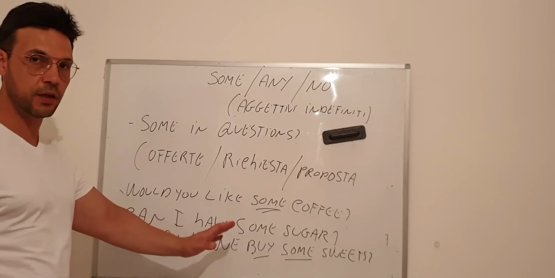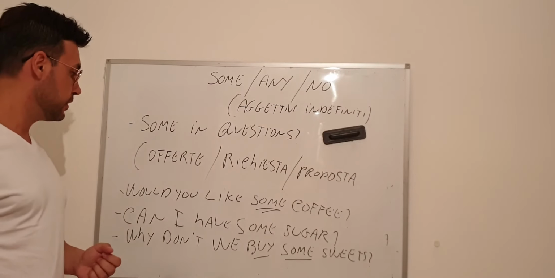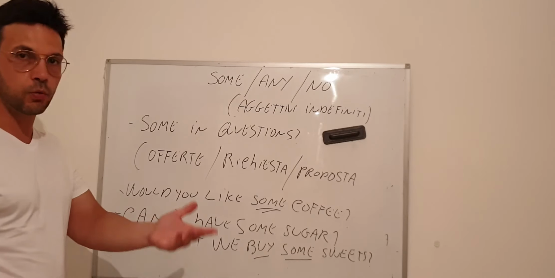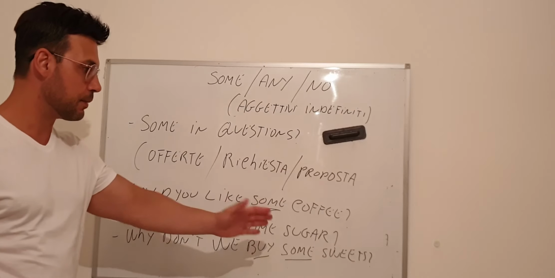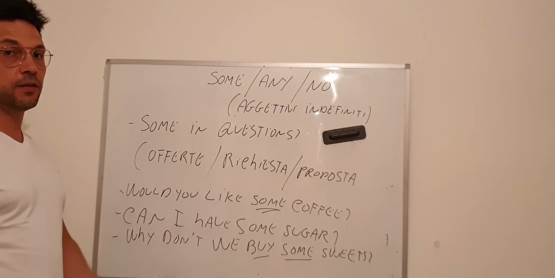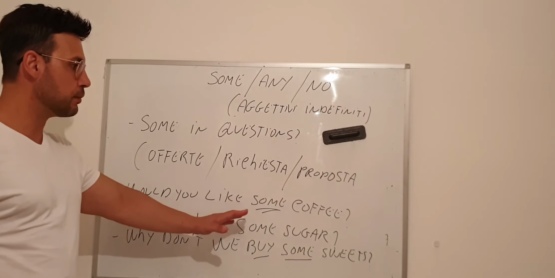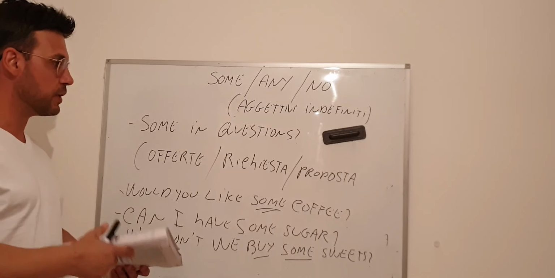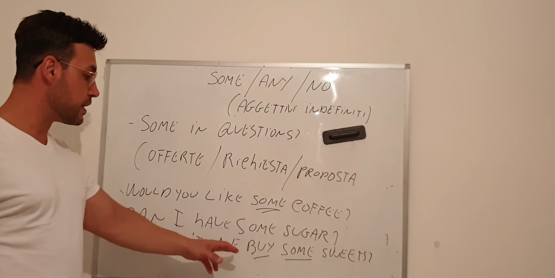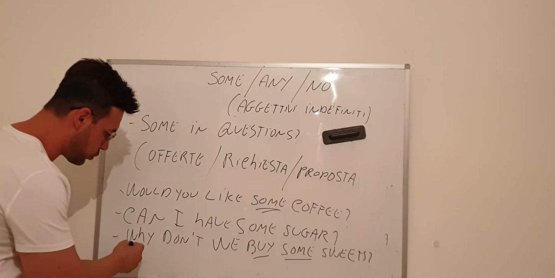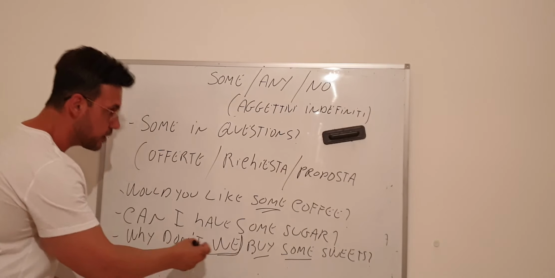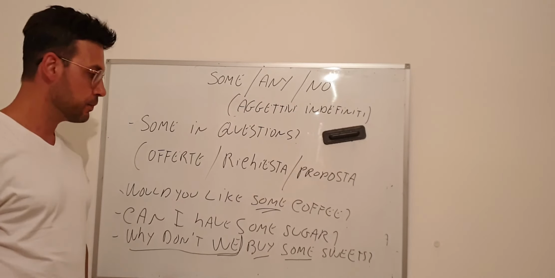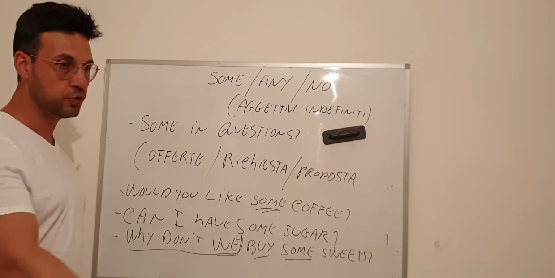Questo è un modo per richiedere qualcosa, se volete annotare nel quaderno. Would you like è una richiesta per fare una richiesta di qualcosa. In this case here, would you like some coffee? È una proposta, è un'offerta. Can I have some sugar? È una richiesta. And why don't we, questa espressione qui, why don't we, è una proposta, poi aggiungete quello che volete. In this case here, why don't we buy some sweets?